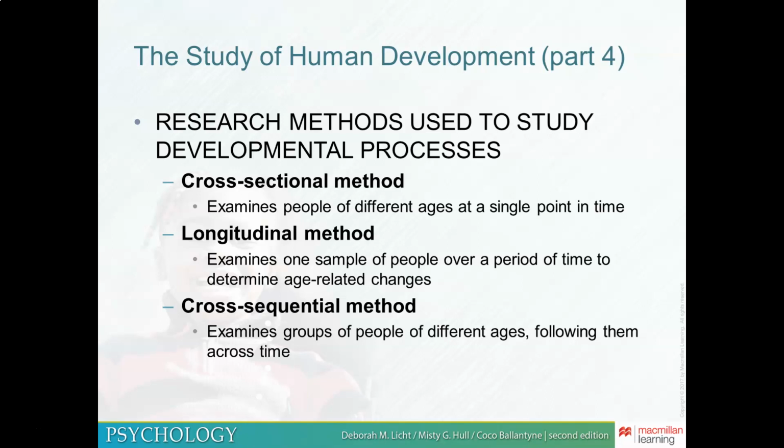Longitudinal is one person or a sample of persons over a period of time to determine the changes that occur throughout their lifespans. And finally, the cross-sequential research method refers to looking at groups of people across different ages and following them across time.